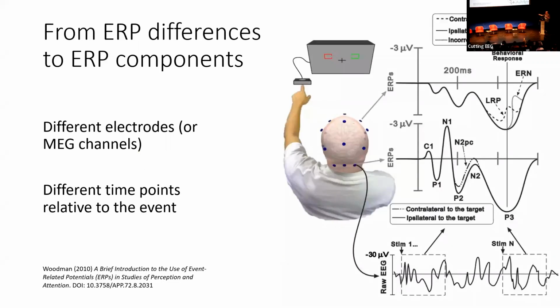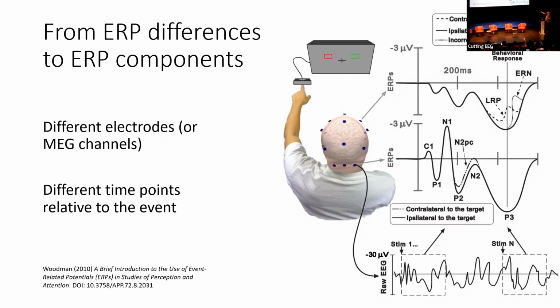And this is actually quite a cool paper. It's an introduction on using event-related potentials. It's worthwhile reading, and so I took this picture from it. So we start with the trials in the raw data for each of the stimuli that we're presenting, and then with all these trials we compute the average.